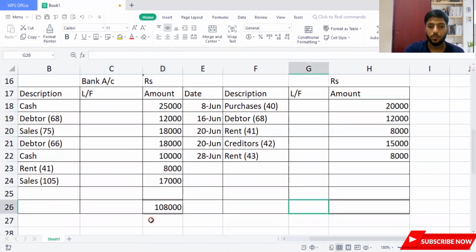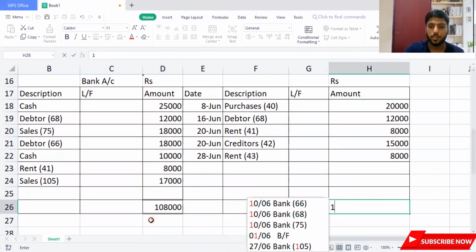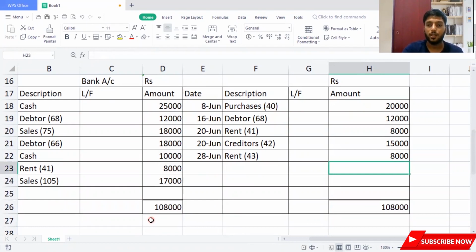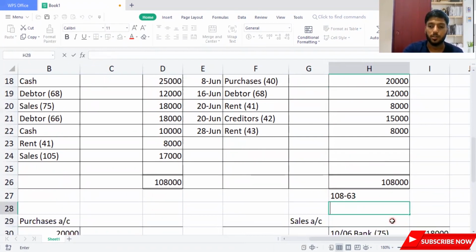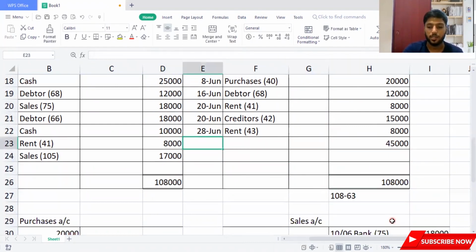And I'm not yet done. I'm going to take the same total for the credit side, 108,000. Now I have a carried down value on the credit side. So I'm taking the total, you see, 20, 12, 32, 40, 55, 63. So 63,000. I should take 63,000 and deduct it from 108,000. So 108 minus 63 will give me a value of 45,000. So I'll record here 45,000, and I need to write the date first of all, 30th June.